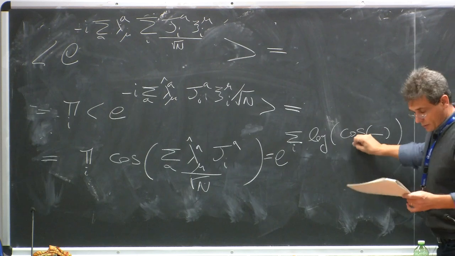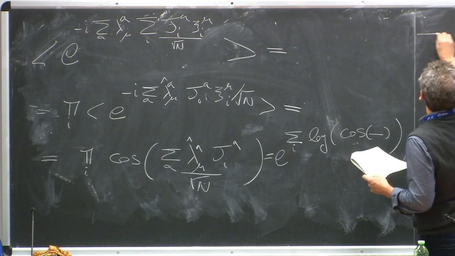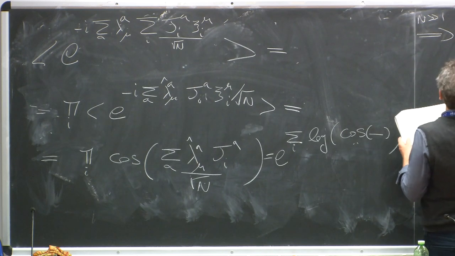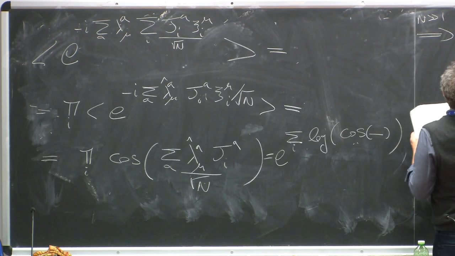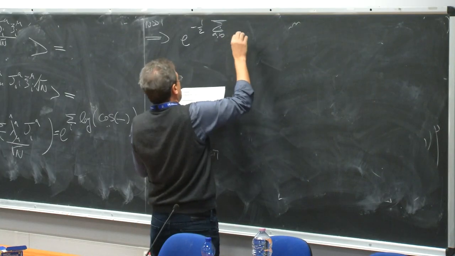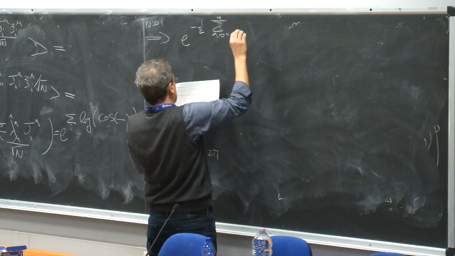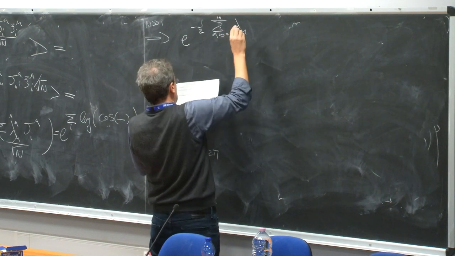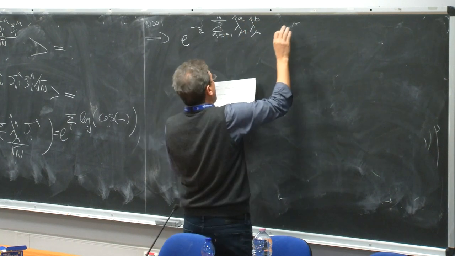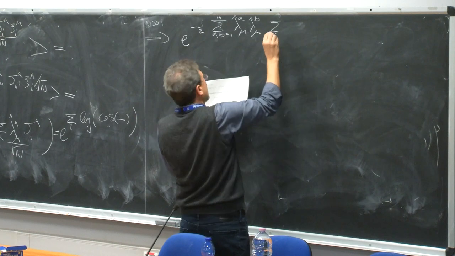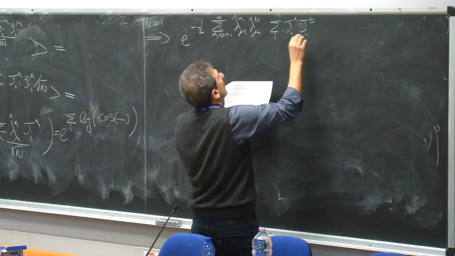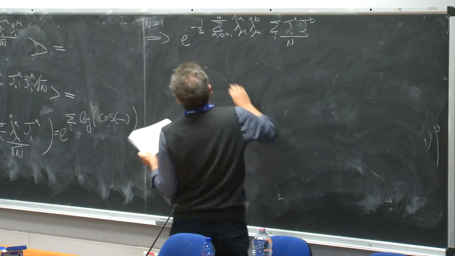I expand this, and what I get for n large, this becomes e to minus 1/2 sum over a and b from 1 to n, little n, lambda mu at a, lambda mu at b, and then you have a sum over i, j_i^a, j_i^b, divided by n. Okay?